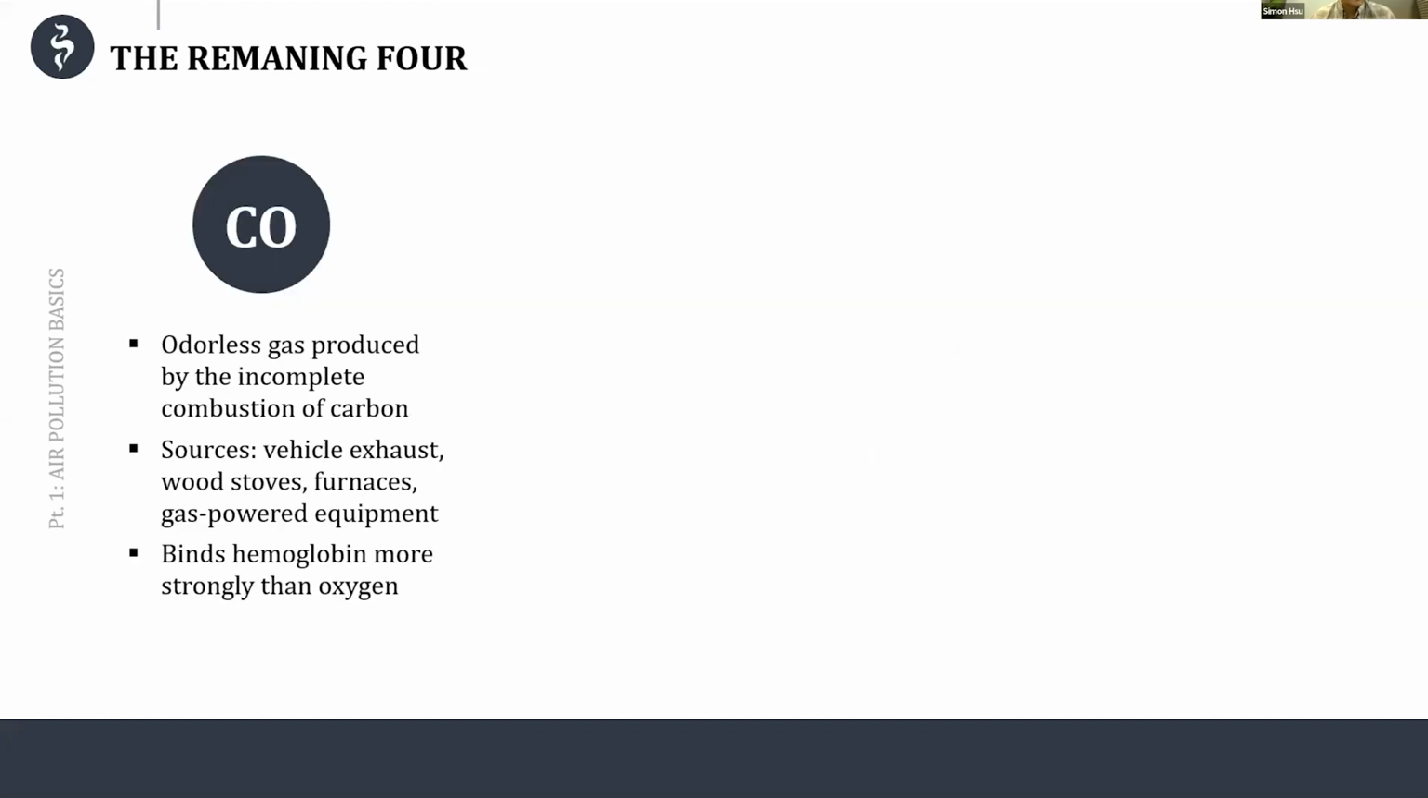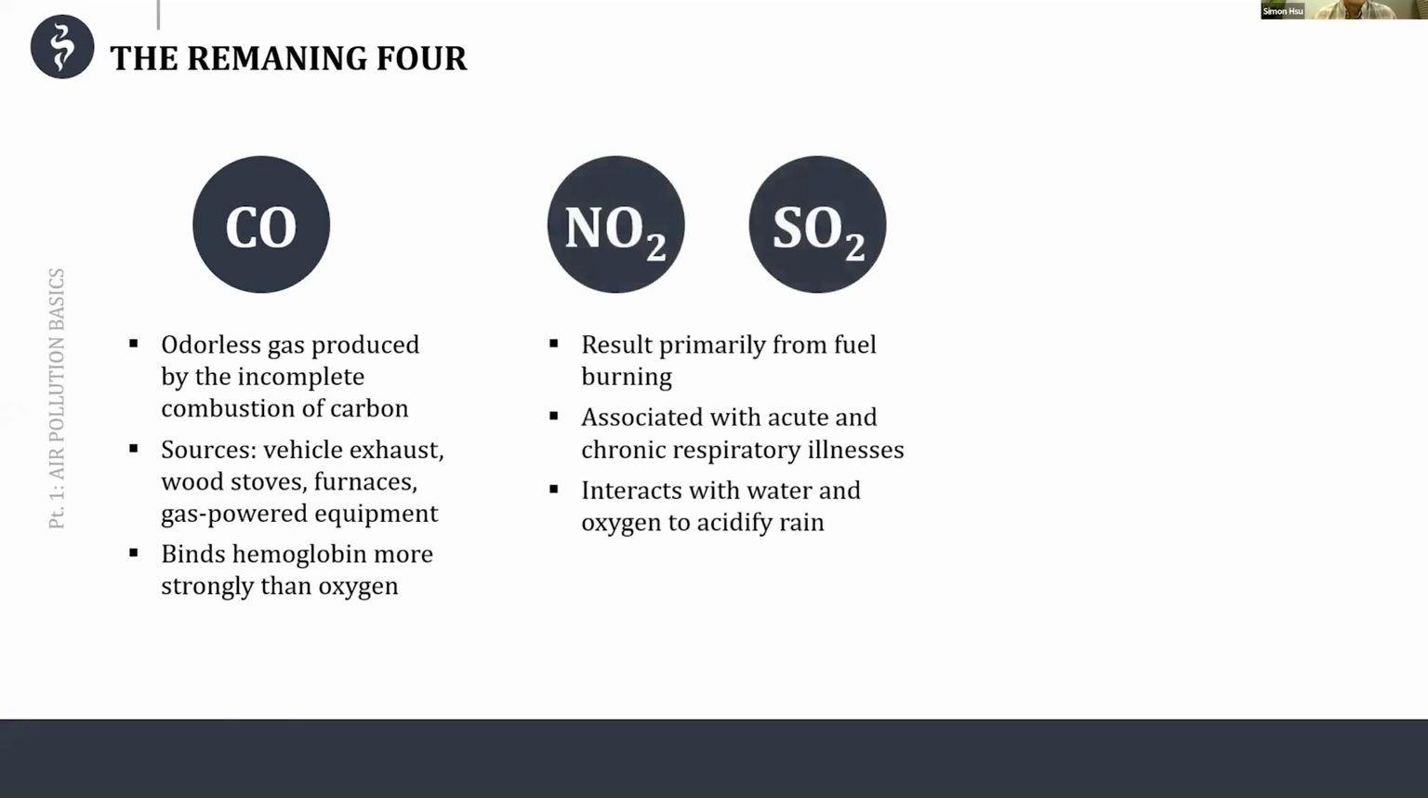Carbon monoxide, most of us may know as an odorless gas that's produced by the incomplete combustion of carbon. Major sources include vehicle exhaust, wood stoves, furnaces, and gas-powered equipment, and it binds hemoglobin more strongly than oxygen, which is why you see the acute effects rather abruptly. Nitrogen and sulfur dioxides both result primarily from fuel burning. They're both associated with acute and chronic respiratory illnesses, and these are the 2 main air pollutants that really interact with water and oxygen to acidify rain, something I will touch on in a little bit.